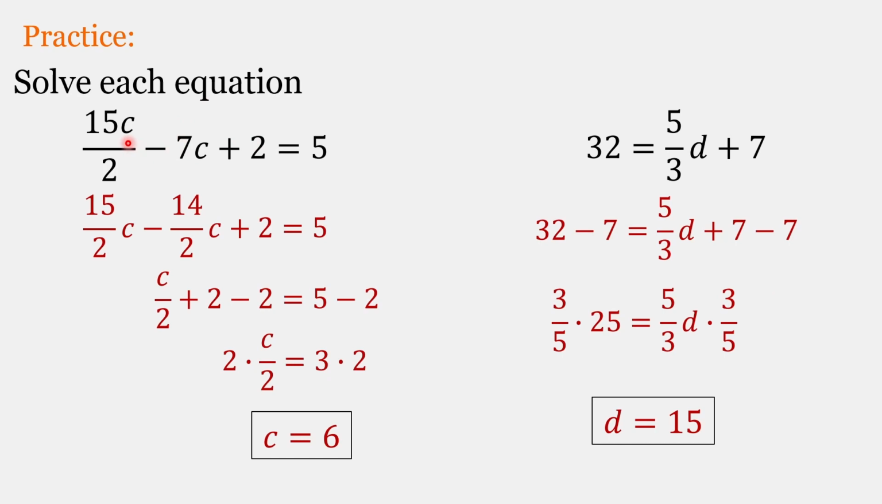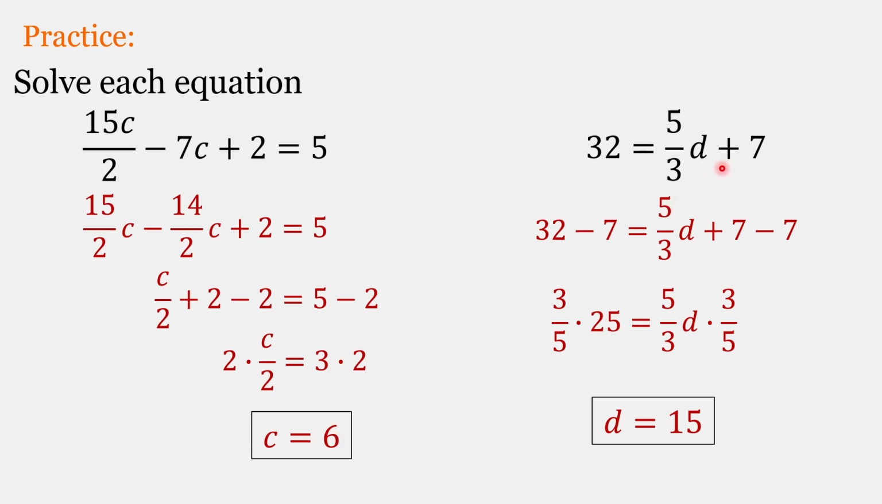In the third problem, we have 15c over 2 minus 7c plus 2 equal to 5. We can combine this like term. This leaves us with c over 2 plus 2 equal to 5. So the next step is to undo that addition by subtracting 2 from both sides, ending up with c over 2 equal to 3. And then we'll multiply both sides by 2, resulting in c equal to 6.